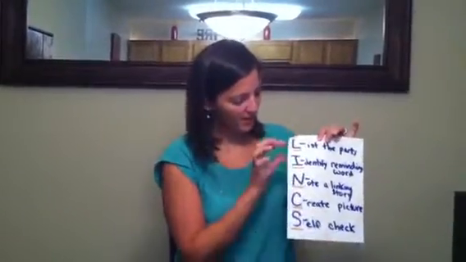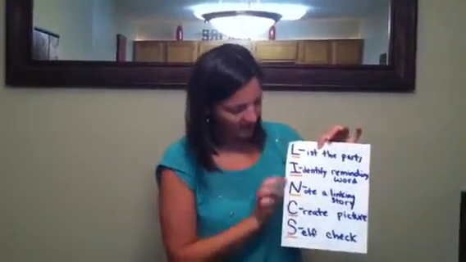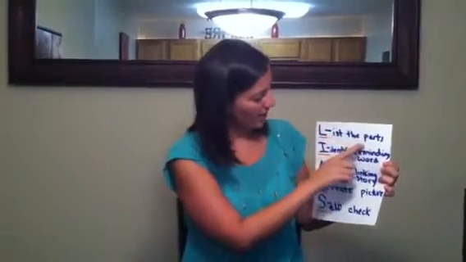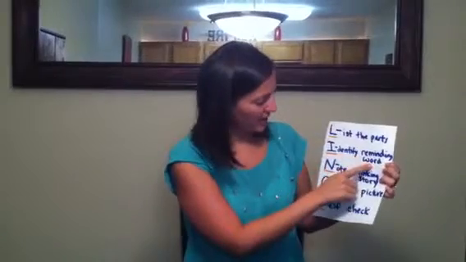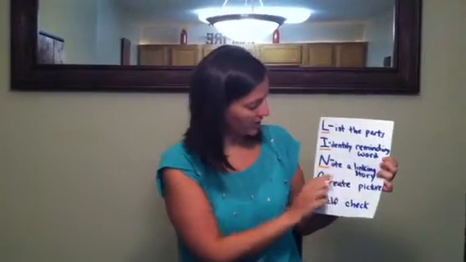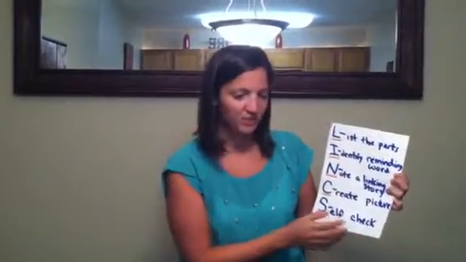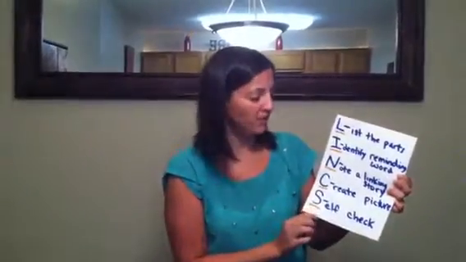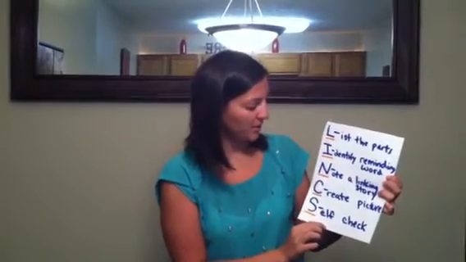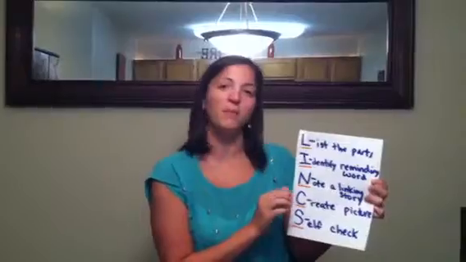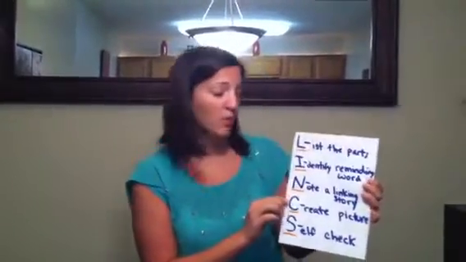Now, LINCS is an acronym, and it's spelled L-I-N-C-S. First, L means list the parts, I, identify reminding words, N, note a linking story, C, create a picture, and S, self-check. So I'm going to take you through each of these steps. The LINCS vocabulary strategy is going to help you learn how to remember a vocabulary word.